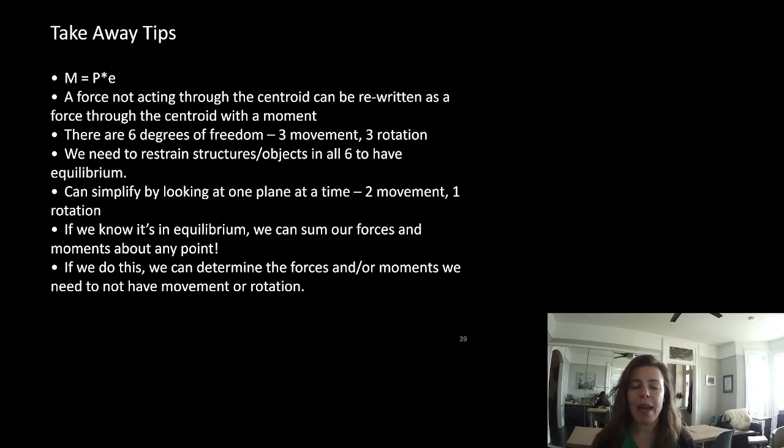But if it's in equilibrium, it doesn't matter what point we pick to spin it about. So with that, we now have 3 handy equations to solve for our reactions, or the reactions we have to have so that our object is in static equilibrium. So 3 equations will let us know what it takes to support our object. And then we can go about designing that support.